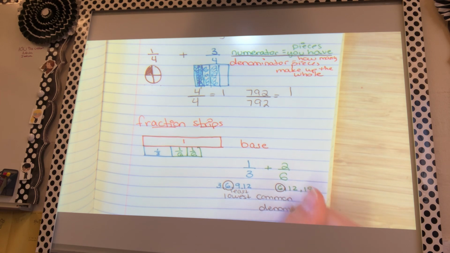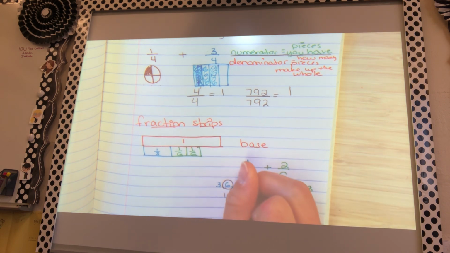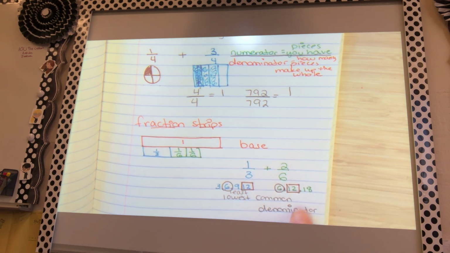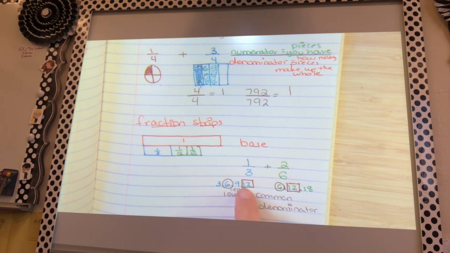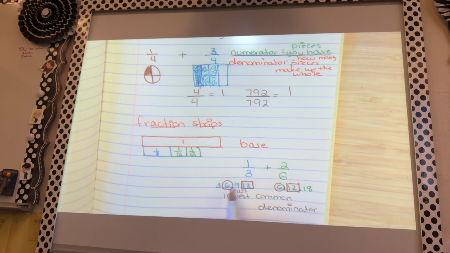And I could keep going with just plain common denominators. I could say, well, 9 doesn't repeat, but 12 repeats. So 12 is a common denominator, but not my least or my lowest, which would be 6. The least or lowest common denominator just means whichever one you would hit first when you make multiples of your denominator. So multiples of 3 are 3, 6, 9, 12.